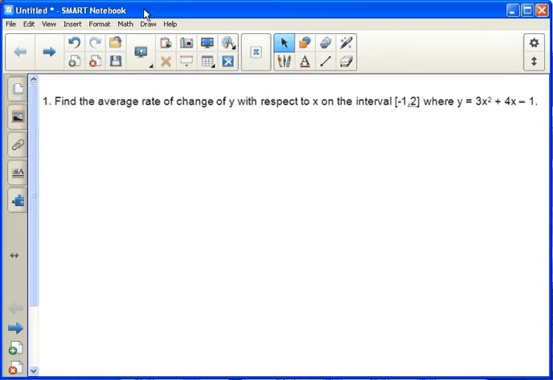This video covers the review sheet for test number 4 for AP Calculus. It covers position, velocity, acceleration, implicit differentiation, and related rates. Let's start with number 1.